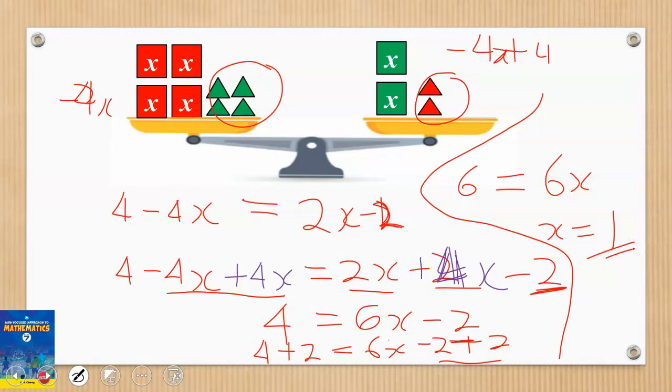So that model that has been given to us, after writing the equation, when we solve it, x is 1, and when x is 1, it will keep the scale balanced.